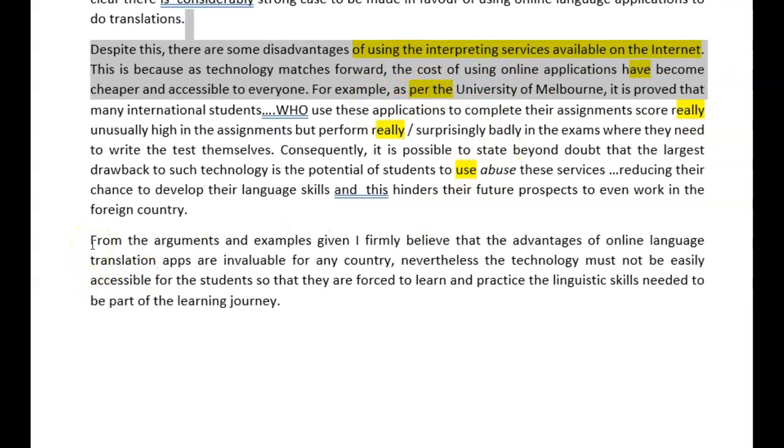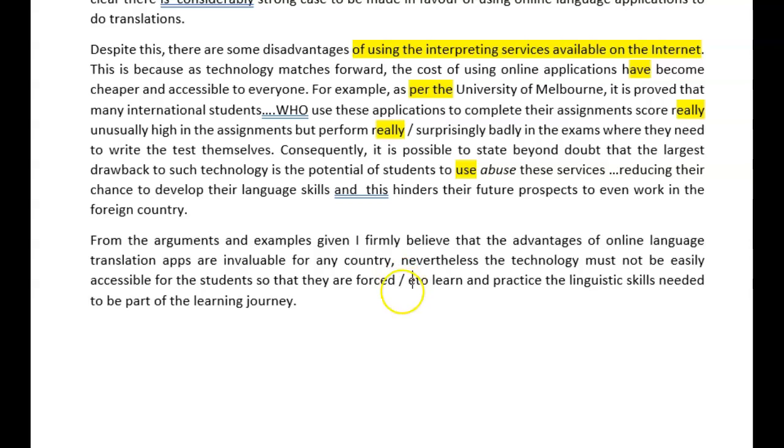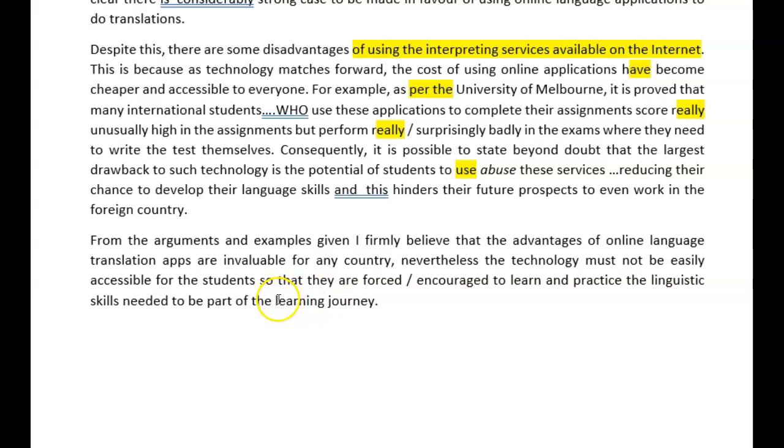From the arguments and examples given, I firmly believe the advantages of online translation apps are invaluable for any country. Nevertheless, the technology must not be easily accessible, or should not be. I go with should not be so easily accessible for students that they are forced to learn and practice. Hang on. Okay. So should not be easily accessible to students so that they are forced. Encourage. Force is quite strong. Encourage to learn and practice their linguistic skills needed to be part of their learning journey.